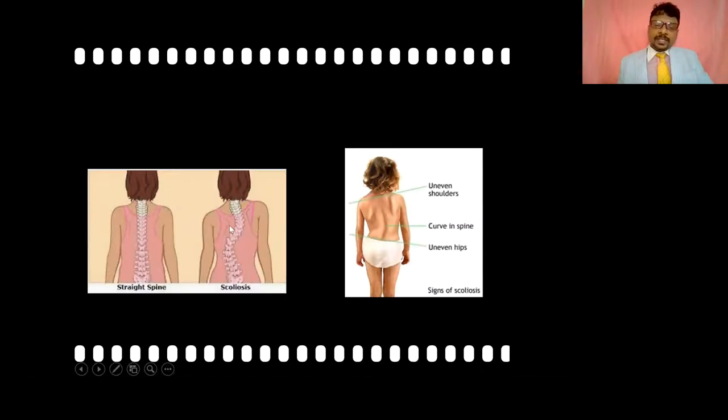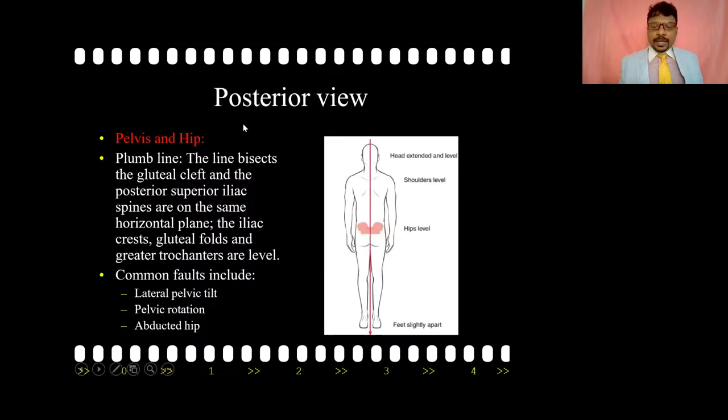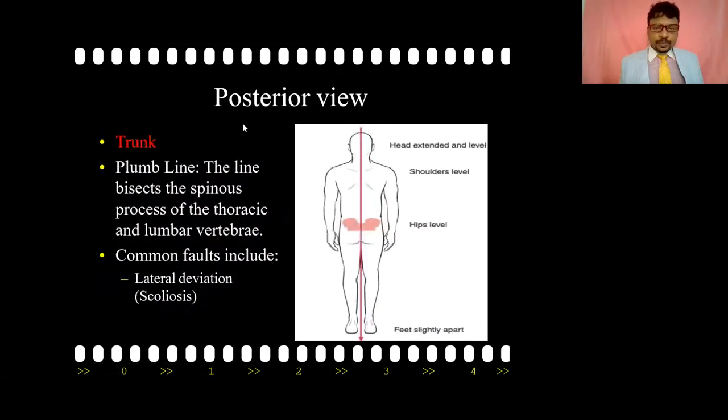It may be congenital, present from birth onwards, or we can also find acquired scoliosis. In these conditions, they may have uneven shoulders, the spine is going to curve, and also uneven hips. These are the classical features of scoliosis we can find in someone with an abnormality in posture.